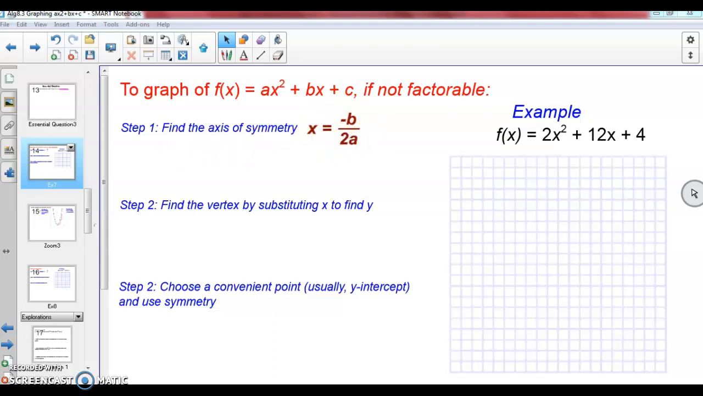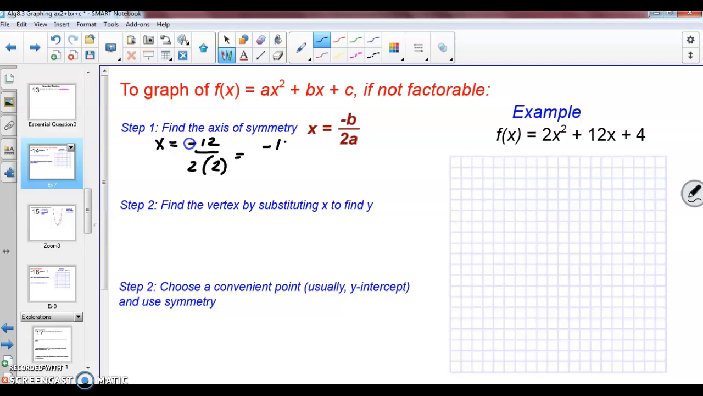So let's do that here. The axis of symmetry, x is equal to opposite of b, but your b here is 12. So b is 12 and a is 2. So let's write that down in the formula. Opposite of b will become negative 12 all over 2 times the a value, which is 2. So negative 12 over 4, that will give you negative 3.